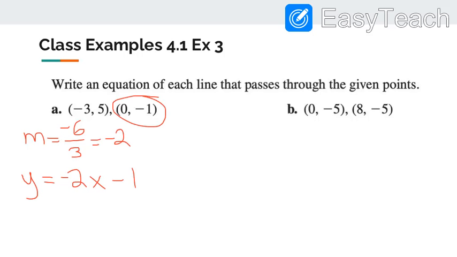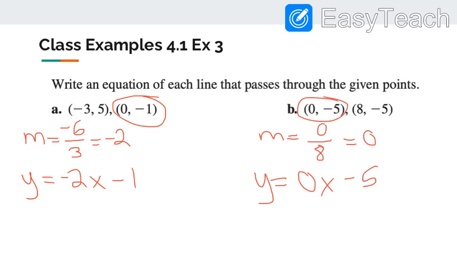Next one we could do a similar thing. So our change in x is 8 because it goes from 0 to 8. And our change in y is 0 because it goes from -5 to 5. So 0 divided by 8 is just 0, meaning that our y-intercept here again shows a -5. So we would have y is equal to 0x minus 5. So our y value is just equal to -5 all the way across.